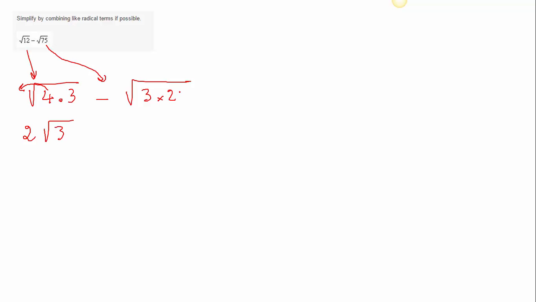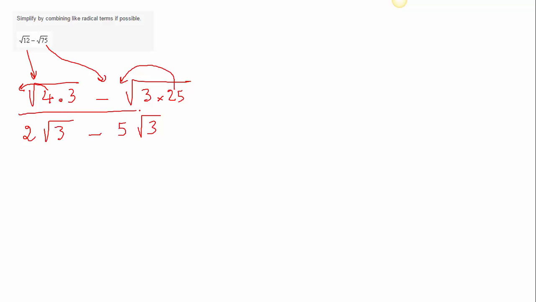So our first step is to simplify the radicals. The 12 is 4 times 3, and 4 is a perfect square, so it will come out as 2. So this will end up with 2 square root of 3. The 75 can be written as 3 times 25, because 3 times 25 is 75. The 25 is a perfect square and will come out as a 5. So here, minus 5 square root of 3.